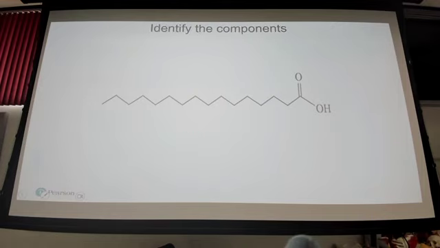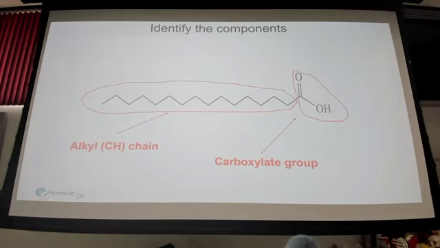What are the components of this fatty acid? Carbon chain. Carbon chain, and what else? Carboxylate group, right? Alkyl carbon chain and the carboxylate group.